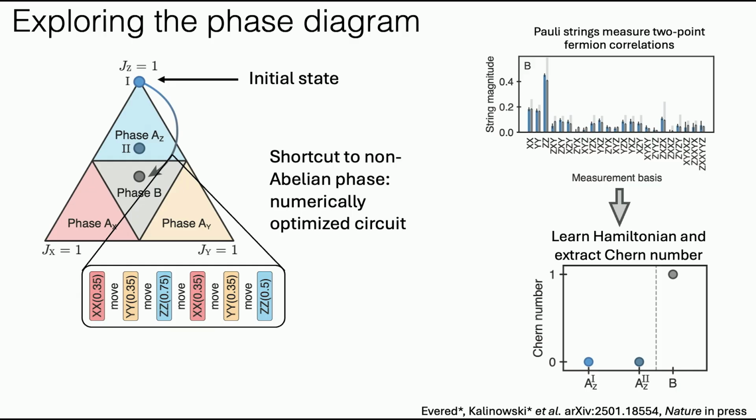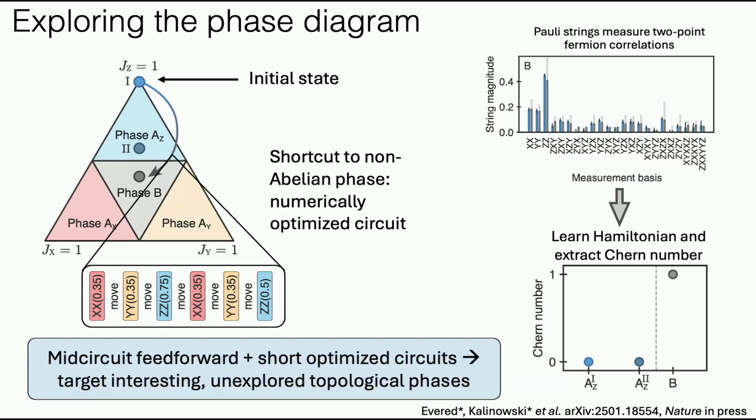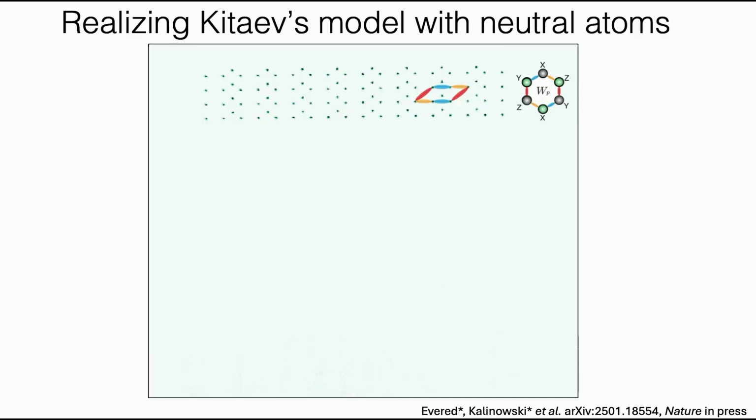For example, we can learn the parent Hamiltonian, and also extract the Chern number, which we see goes from a 0 value in this initial A phase to a value of 1 in this non-abelian phase, which shows that we have prepared this state in this non-abelian phase. And so I think these experiments highlight that using this mid-circuit feed-forward plus some short numerically optimized circuits, we can start to target some interesting unexplored topological phases in this model.